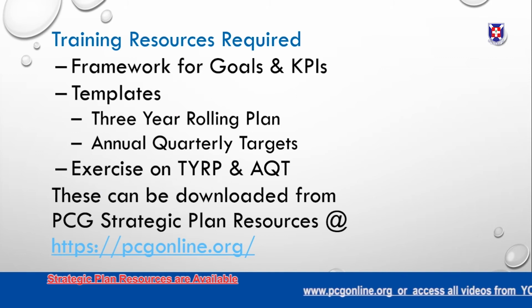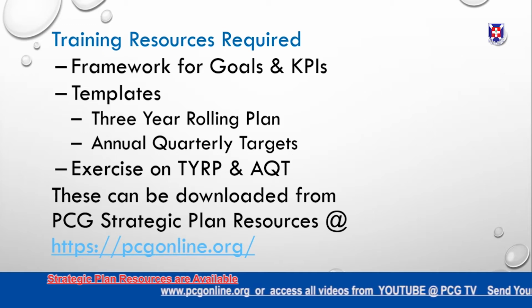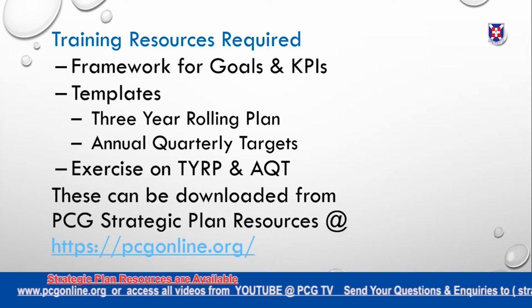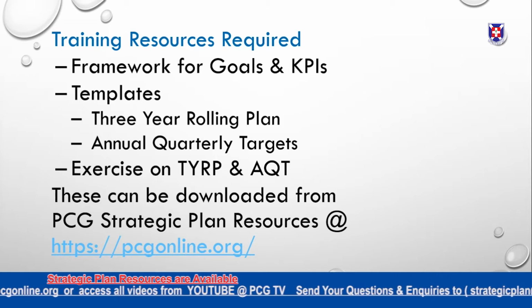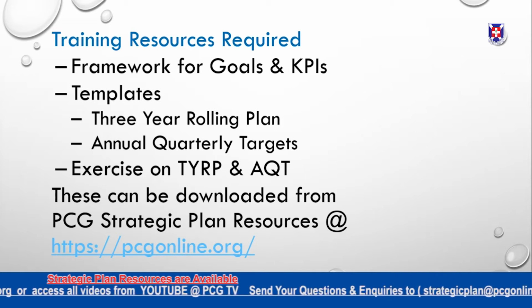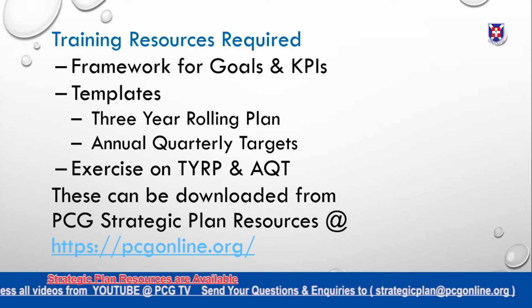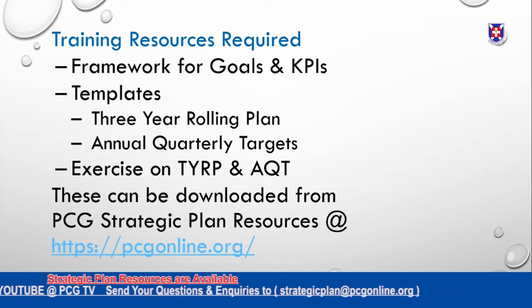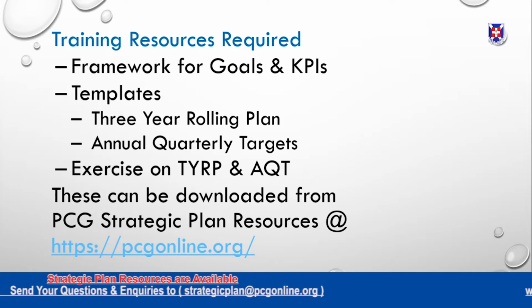As usual, the training resources required for this are a framework for goals and KPIs, and templates for the 3-year rolling plan and annual quarterly targets. And then there's an exercise on TYRP and AQT. All these can be downloaded from the PCG Strategic Plan resources at pcgonline.org. So anybody who wants access to any of these documents must go to pcgonline.org and download them.